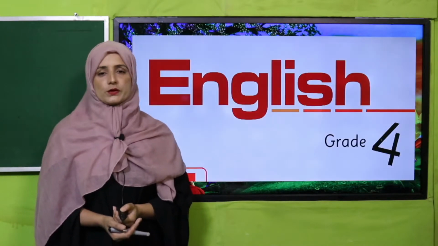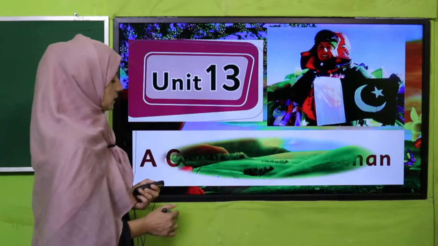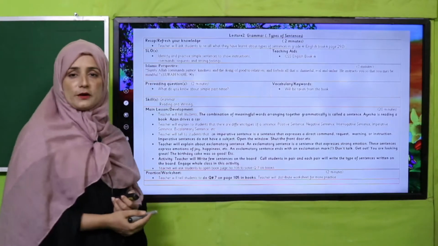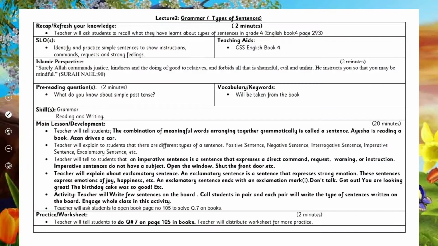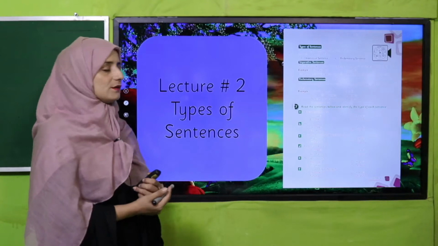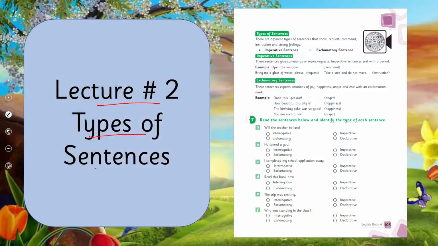That is English for grade 4, and we are learning unit number 13, whose title is A Courageous Woman. Yes, my dear fellow teachers, this is the lesson plan and PowerPoint presentation. Worksheet links are given below. You should click and download them, or you can adjust them for your ease. I am going to deliver my lecture according to this lesson plan. In today's lecture number 2, we will learn about types of sentences and cover page 105.